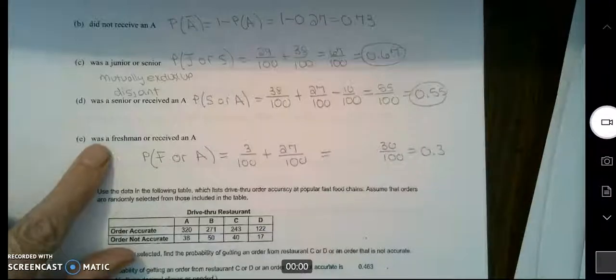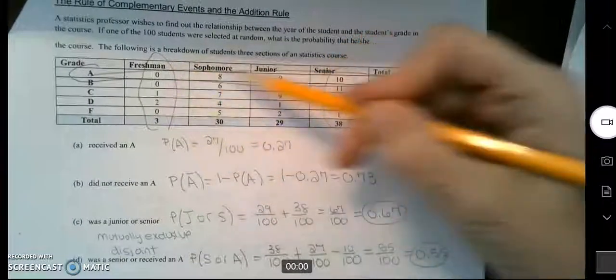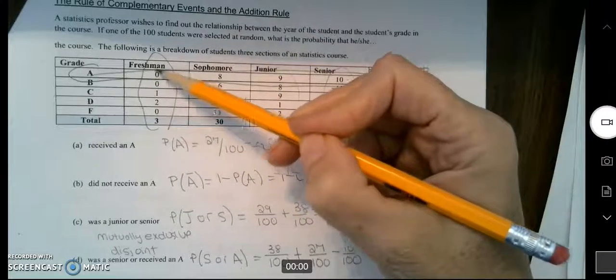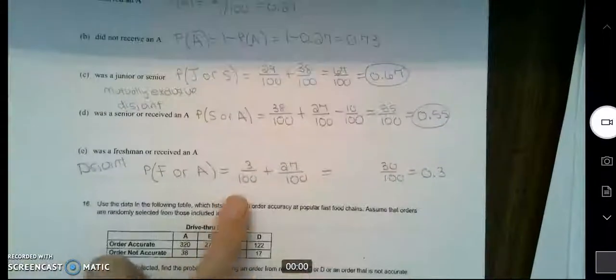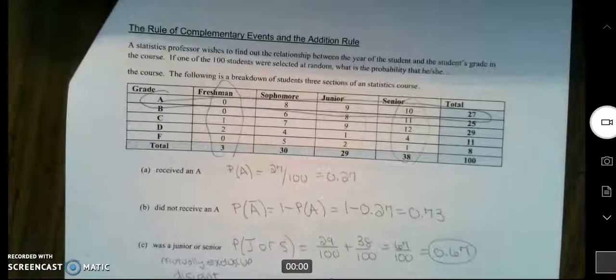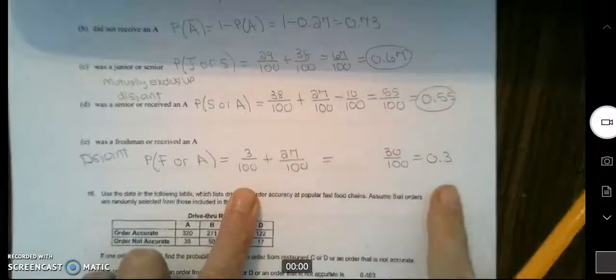Okay, so with a freshman or receiving an A, you should have gotten 0.3 or 30 out of 100. Let's go ahead and go through that one. So here's the freshman, here's the A's. Notice there's no freshman that got an A, so they are actually still disjoint. There's nothing in common. So I take the total of the freshman, which is 3. And then I take the total of the A's, which is 27. And I get 30 out of 100, which is 0.3.